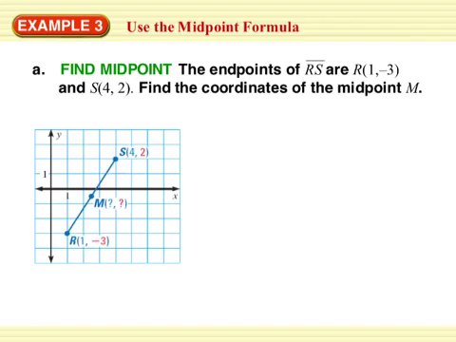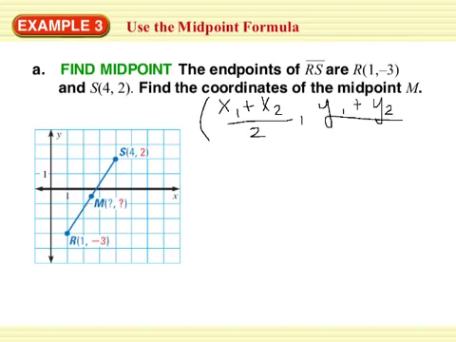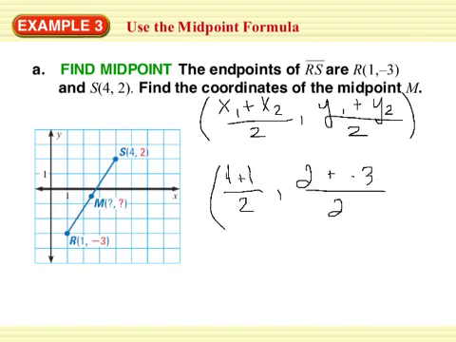Find the midpoint. The endpoints are given. Find the coordinates of the midpoint. So like we said, we're going to add the x's together, divide by 2. Then we're going to add the y's together and divide by 2. So we have 4 plus 1 over 2. Those are the x's. And then 2 plus a negative 3 over 2.